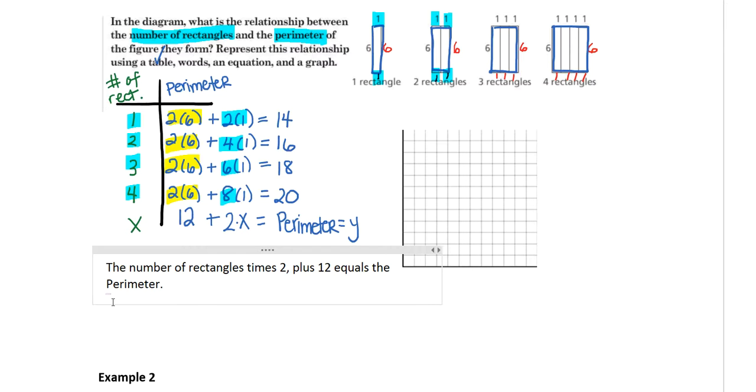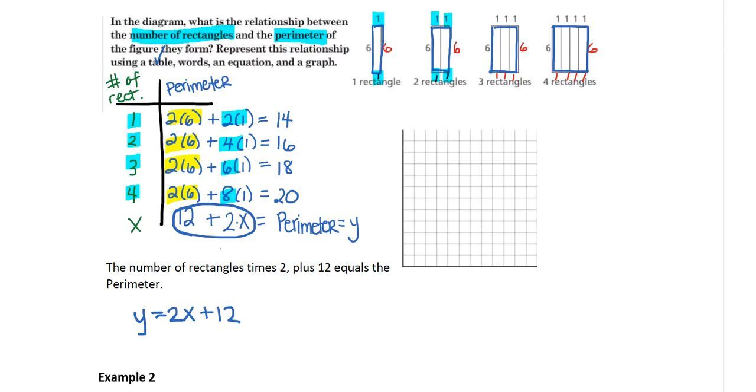All right, in an equation we have that. We're just going to write it separately. It's this guy right here. It's y, which is the perimeter, equals 2x plus 12 if you prefer, or you can keep it 12 plus 2x. Either one's fine.